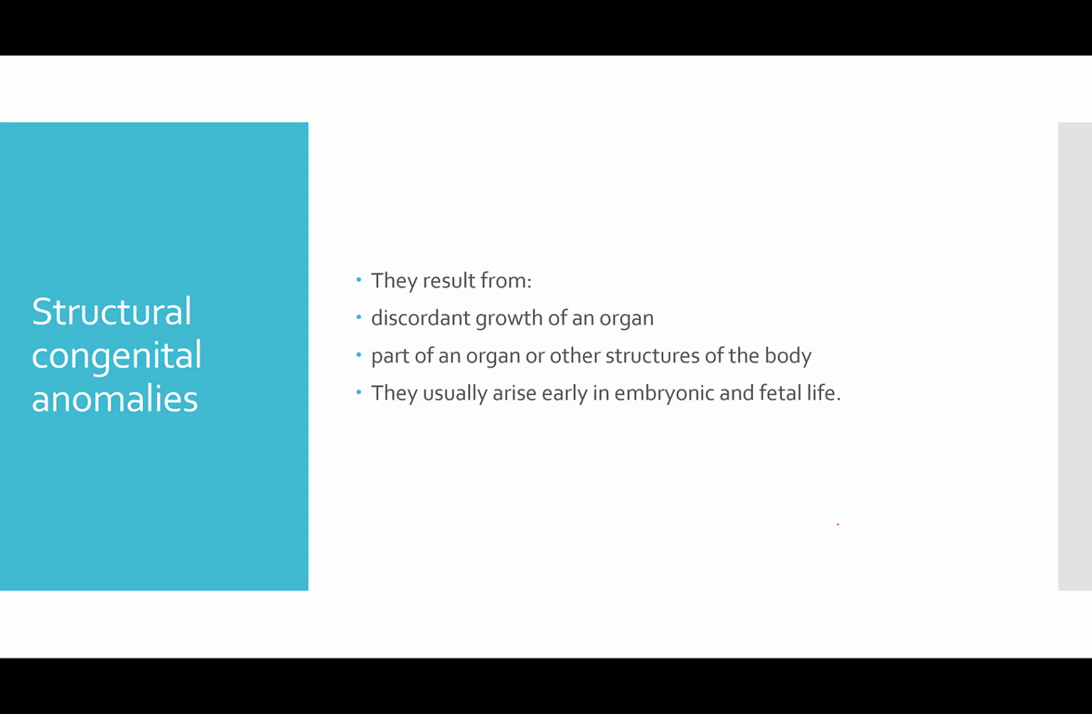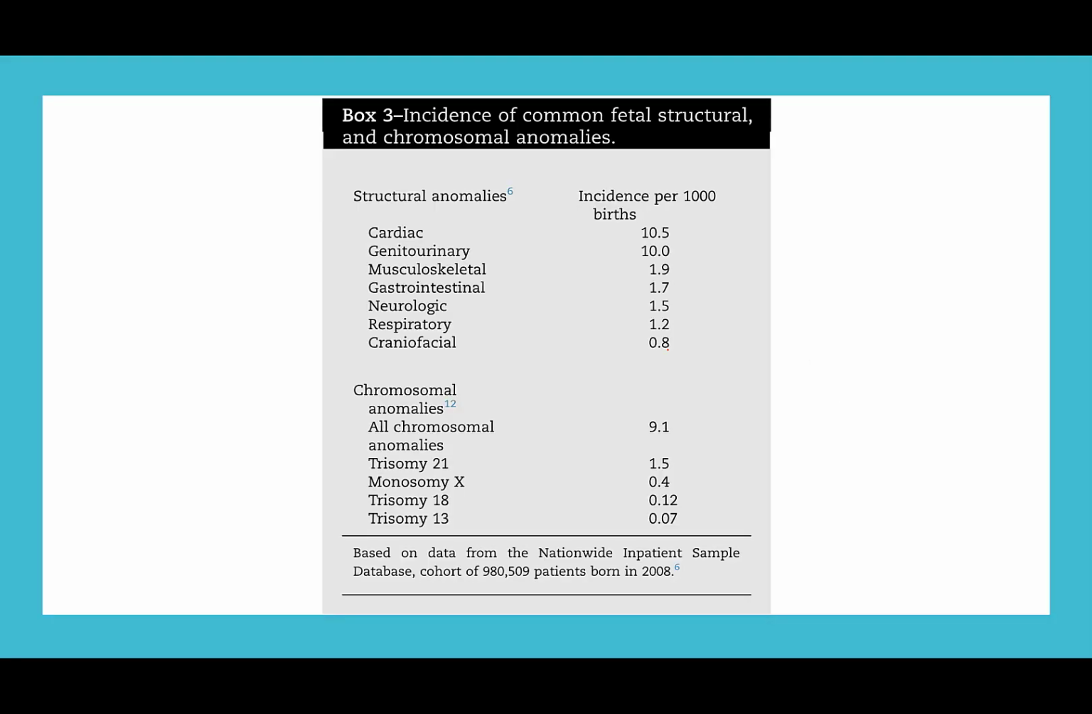Most of these structural abnormalities are called congenital abnormalities. They happen during the embryonic life. Some of them may have genetic basis, which we may not have discovered yet, but most of them are due to malfunctioning of the cellular and embryonic processes early in embryonic or in early fetal life. So they have discordant growth or abnormalities in the structures of the organs.